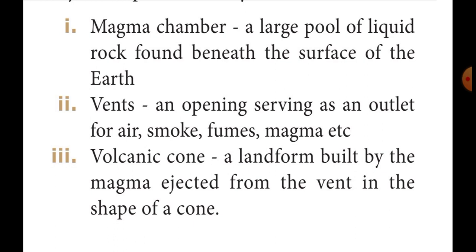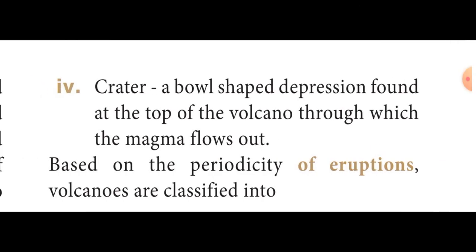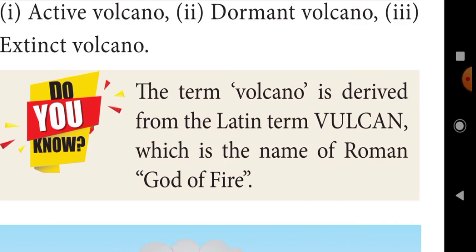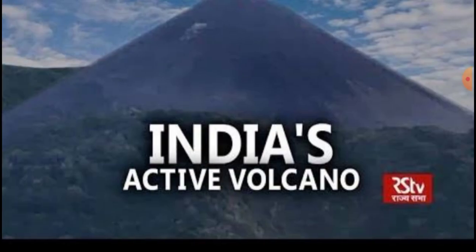Then, on the basis of the eruption, the volcanoes are classified into three. What are they? Very good. Active volcano, dormant volcano and extinct volcano. Then what is the meaning of volcano? Very good. God of fire. Volcano means God of fire. Then the three classifications. What are the three classifications?